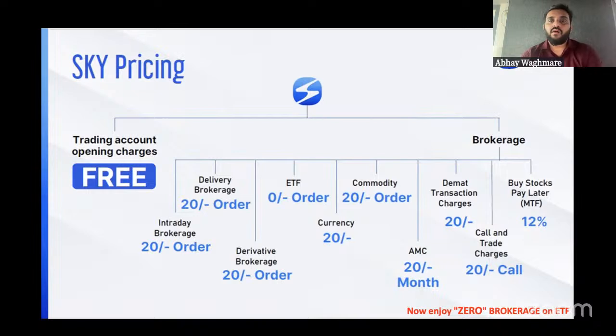If you're trading in equity, the brokerage there is 20 rupees per order. If you're trading in intraday, the brokerage there is 20 rupees per order as well. And in FNO, if you're trading in the derivative segment, the brokerage is 20 rupees per order itself. So in delivery, intraday and derivative segment, the brokerage is the same, that is 20 rupees per order. Unlike other brokers, who charge you some percentage of brokerage, here there is nothing like that. Whatever order is executed, it would be 20 rupees per order.